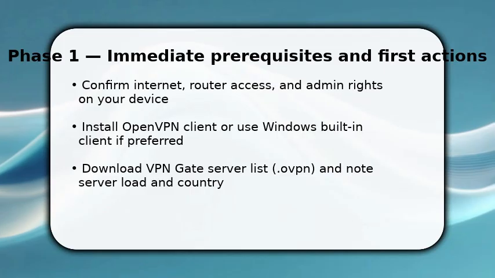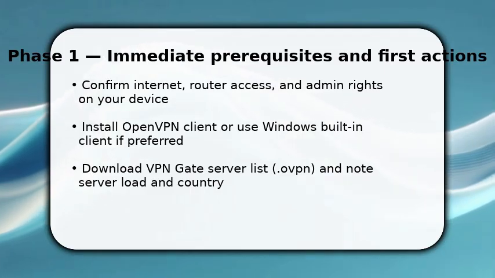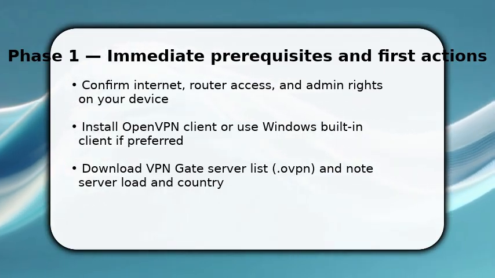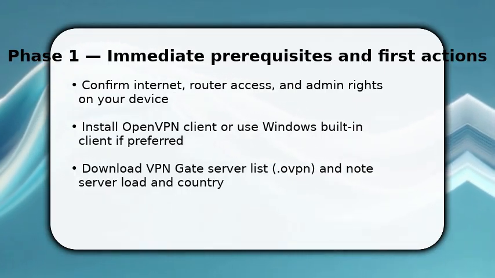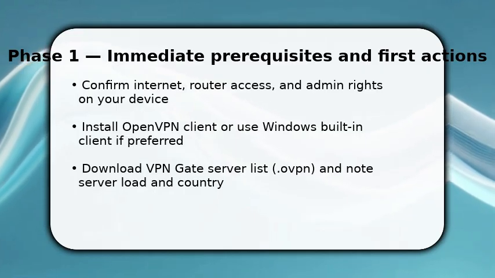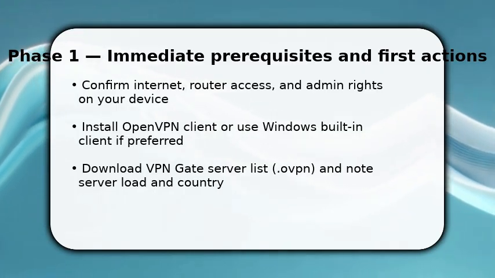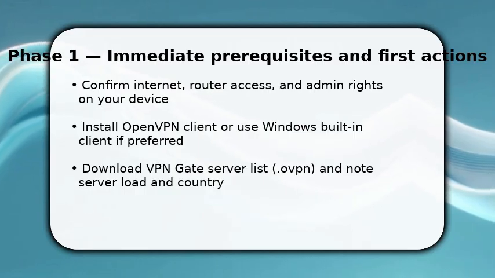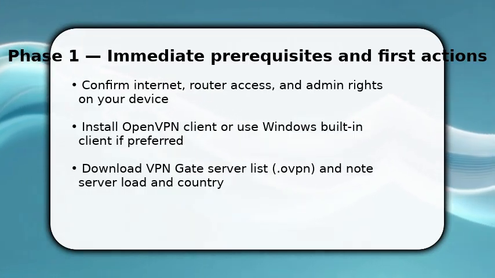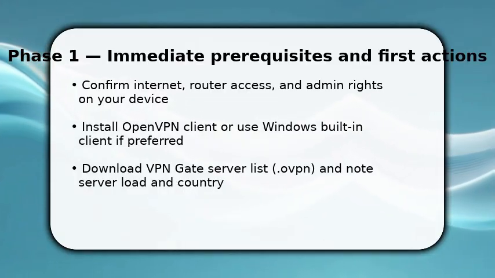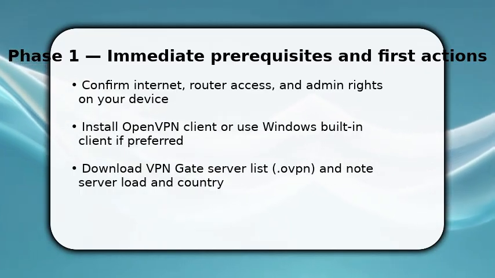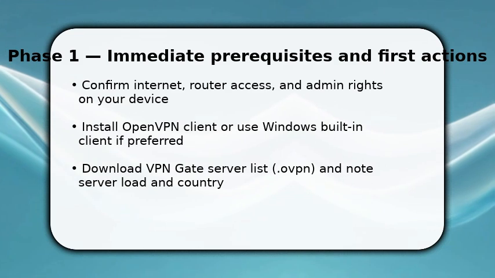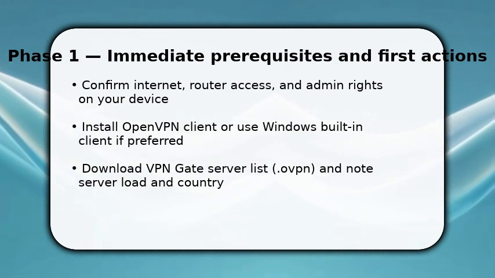You start by preparing. Make sure your device has admin rights, a stable internet connection, and you can change network settings. Install an OpenVPN client now because VPN Gate distributes .ovpn profiles that only OpenVPN understands. Once done, open the VPN Gate site and download a server .ovpn file that matches your needs: low load, desired country, and acceptable ping. You do this first to avoid interruptions later. It's faster to test a known good profile than to troubleshoot mid-setup.